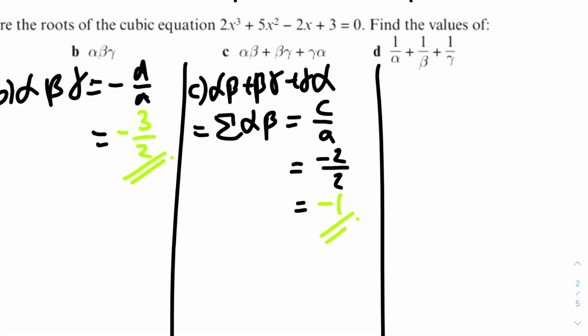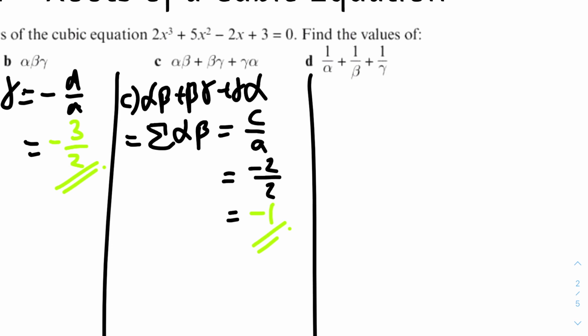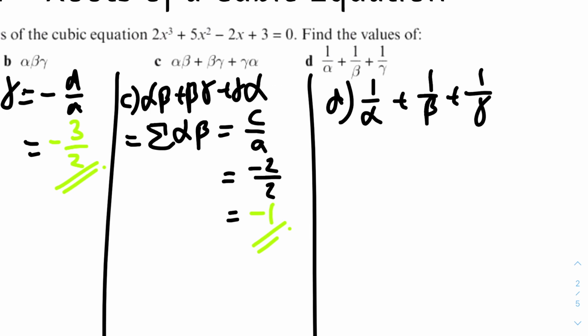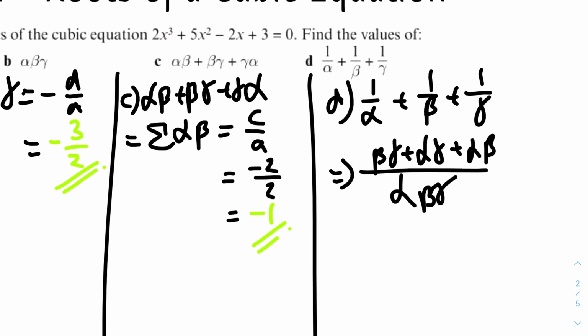And for part D, 1 over alpha plus 1 over beta plus 1 over gamma. This can be simplified into a really nice thing, because we can times this by beta gamma, times this by alpha gamma, and times this by alpha beta to get the denominator the same of alpha beta gamma. And this equals beta gamma plus alpha gamma plus alpha beta over alpha beta gamma. And we can see that it's basically the sum of the product pairs over alpha beta gamma, right?